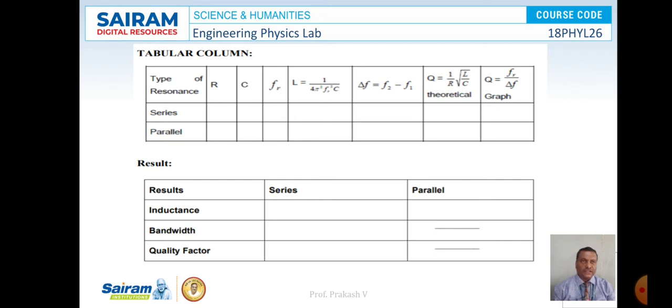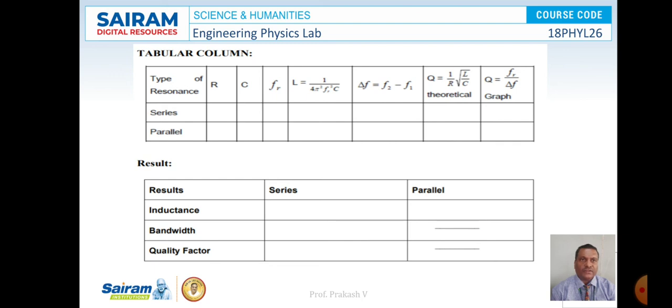calculated and entered here, and delta F is calculated from the graph. The theoretical value of quality factor is also calculated using the formula 1 by R into square root of L by C, and by the graphical method it is calculated as Fr by delta F. In the case of the parallel resonance circuit also we have to calculate the value of L in the circuit. The readings are entered as shown in the tabular column for both series as well as parallel.